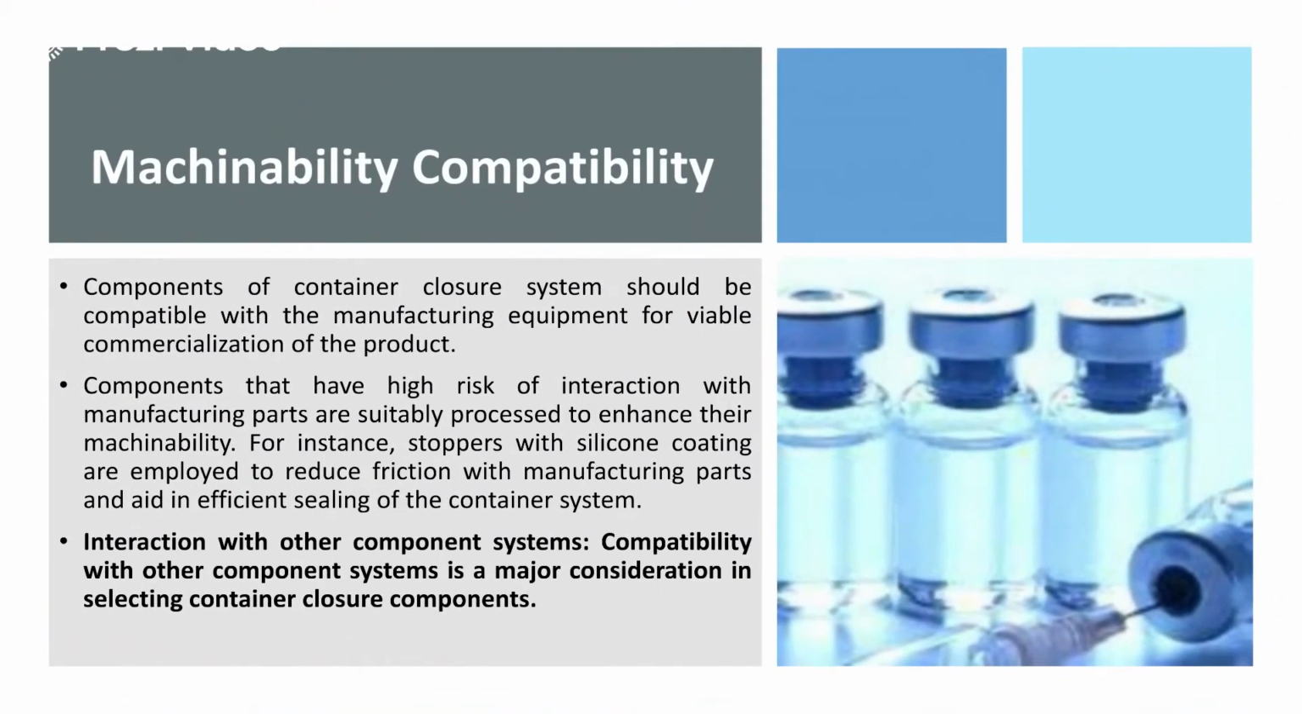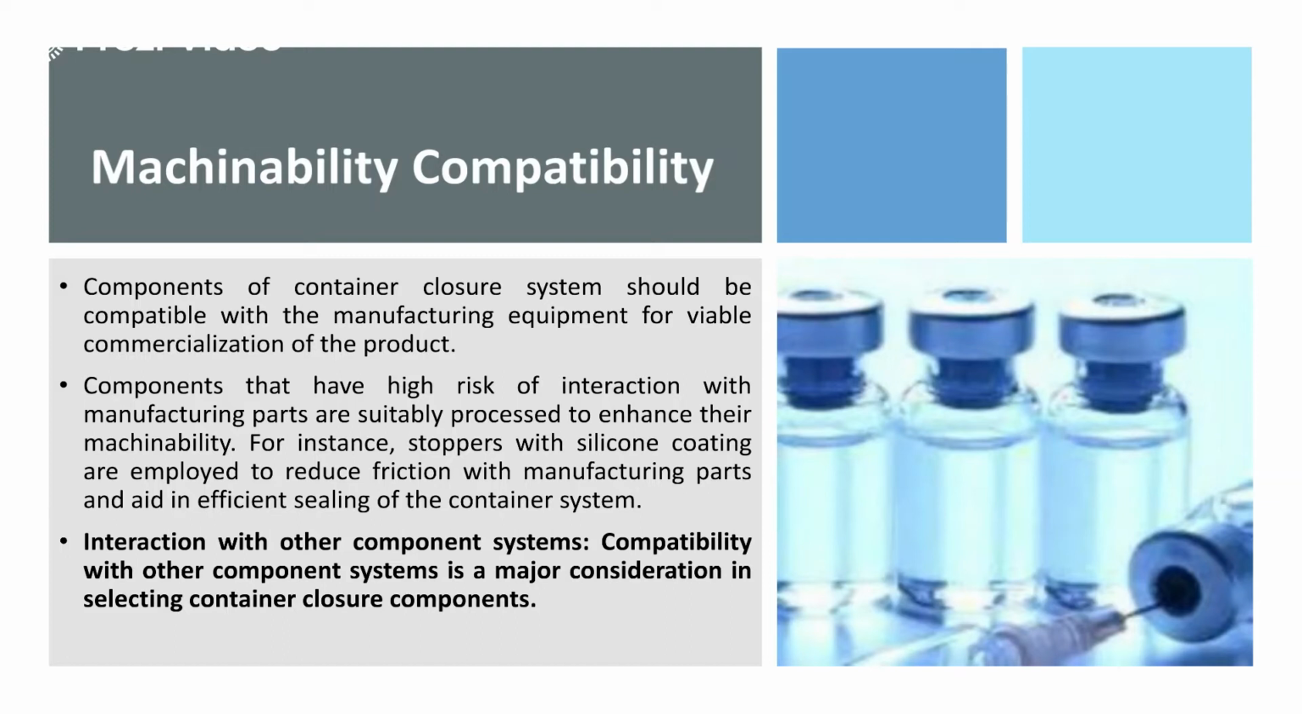Third comes machinability and compatibility. Whatever container and whatever closure we have selected, we have to ensure that it is compatible with the manufacturing equipment and is compatible for viable commercialization of the product. Components which are at very high risk of interaction with the manufacturing parts are suitably processed to enhance their machinability. So this compatibility is very important when we are thinking of commercial production.